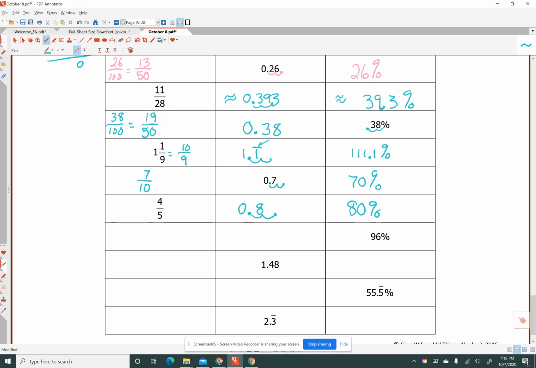In this next conversion, we have 96%. We have that invisible decimal point. We will divide by 100, which will give us 0.96. And as a fraction, 96 100ths, which we can divide both of those numbers by 4, and which will give us 24 25ths.